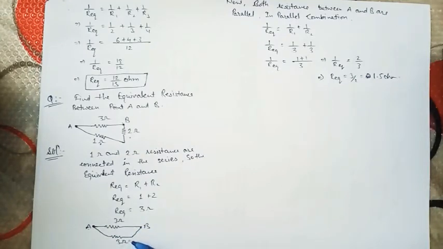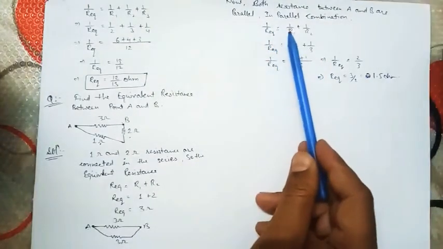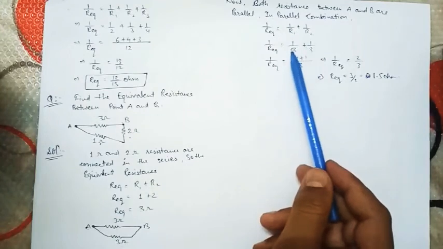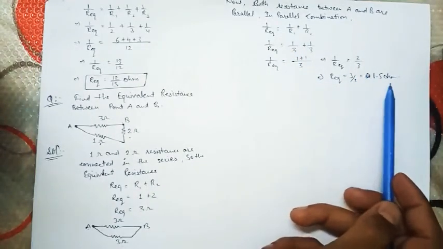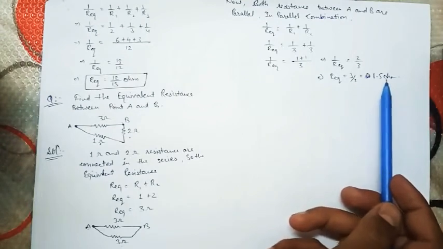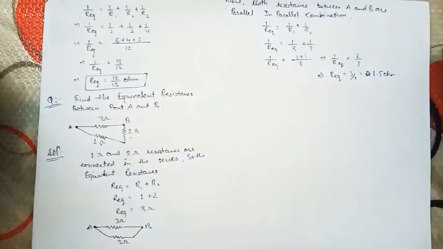So we can solve it by the easiest method, that is 1 upon R equivalent equals to 1 upon R1 plus 1 upon R2. Now we put the value of R1 and R2. Now we get the answer, that is 1.5 ohm. Okay, this is the another way, and this is the way to solve such type of questions.